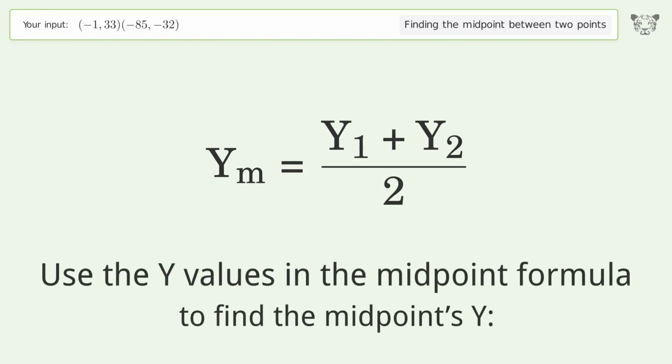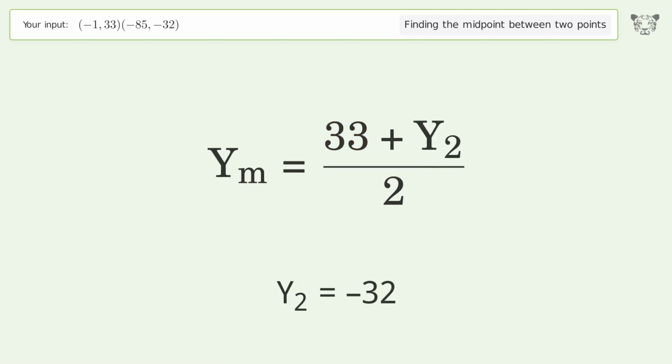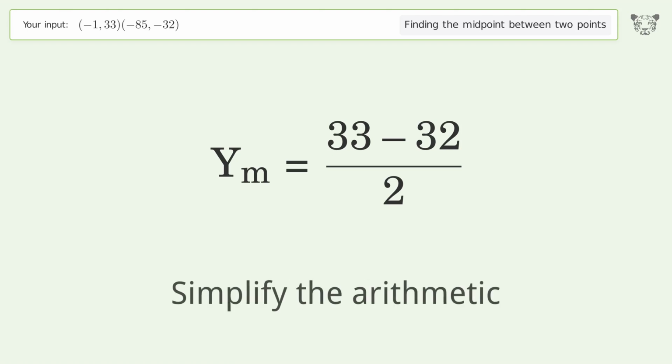Use the y values in the midpoint formula to find the midpoint's y. y1 equals 33. y2 equals -32. Simplify the arithmetic.